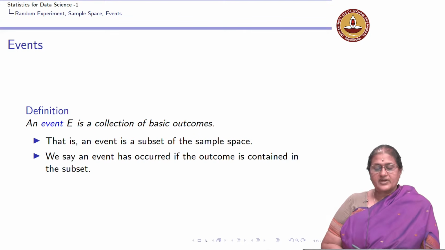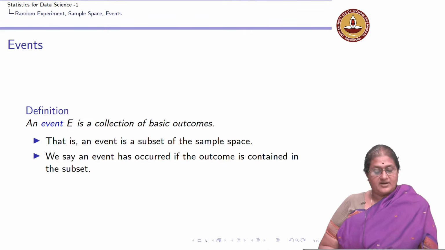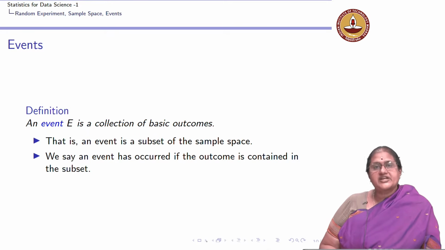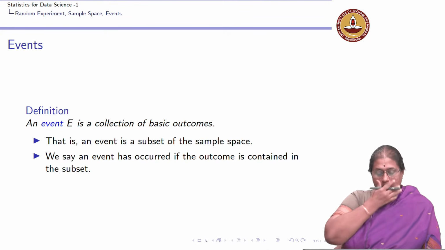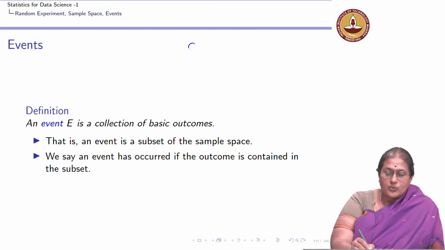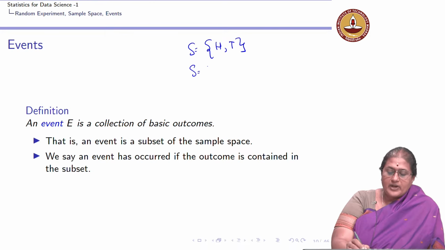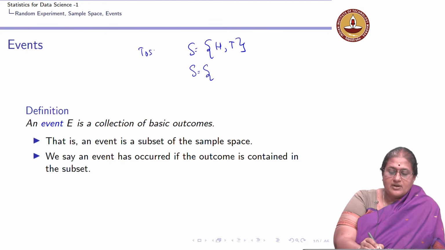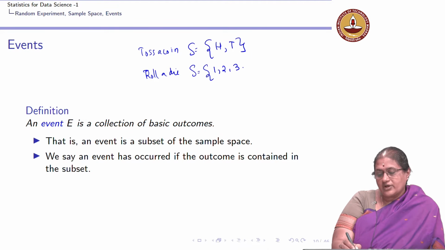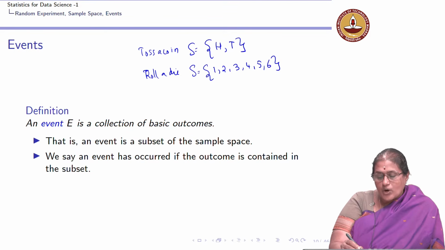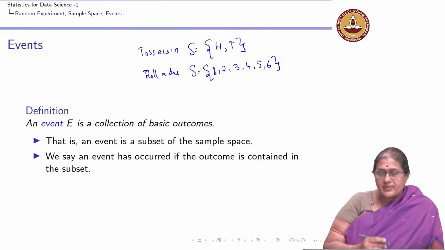The next building block we need to understand is what is an event. An event is a collection of basic outcomes. For example, when I toss a coin once, I know my basic outcome is a head or a tail. When I roll a die, my collection is 1, 2, 3, 4, 5, 6. A basic outcome is what I have when I actually roll a die. That is what a basic outcome is.